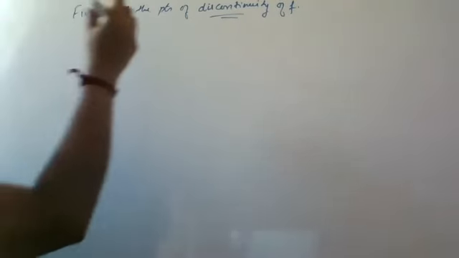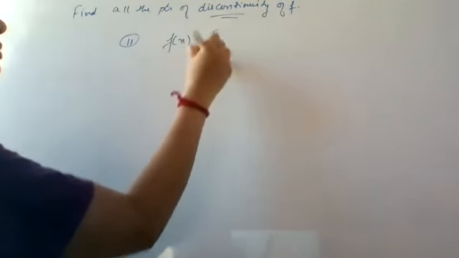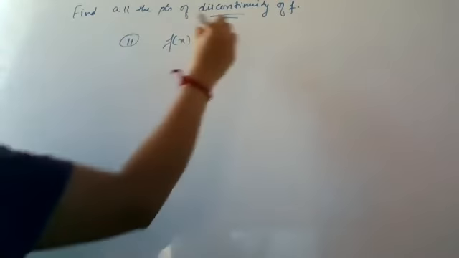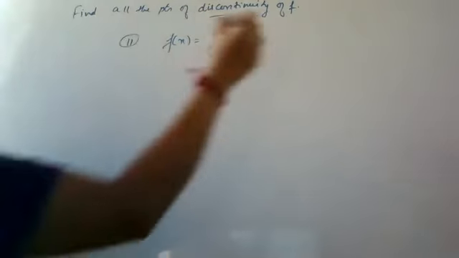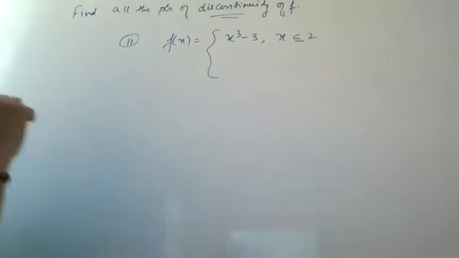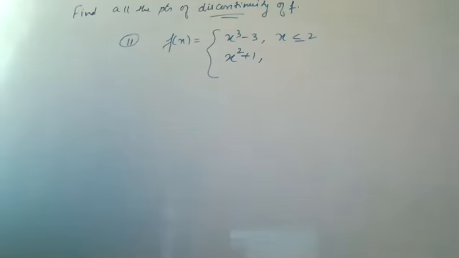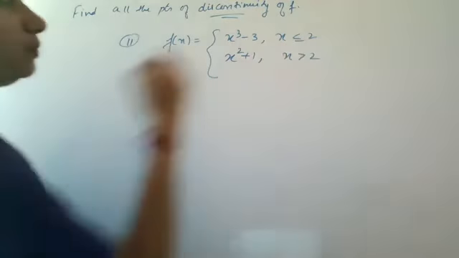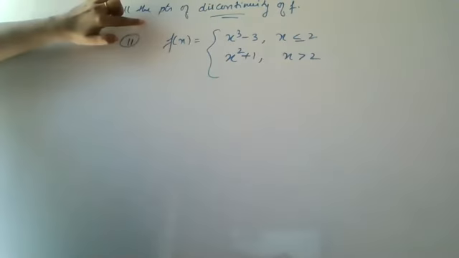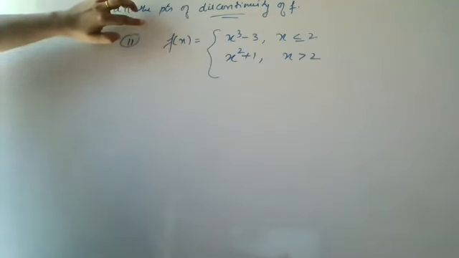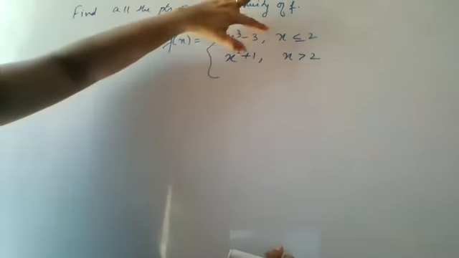Next question is 11th. f(x) is equal to x cube minus 3 when x is less than or equal to 2, and x square plus 1 when x is greater than 2. So here again, since the question is to find all the points of discontinuity, you have to make it as 3 cases, that is at x equal to 2, less than 2 and greater than 2.